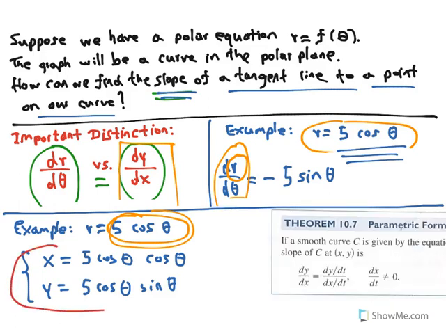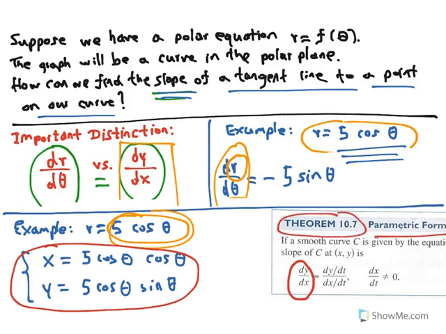Now we have a set of parametric equations, and we can find dy dx for a set of parametric equations by using Theorem 10.7, the parametric form of the derivative, which we can find by doing dy dt divided by dx dt. Or in our case, dy d theta divided by dx d theta. That would give us dy dx.